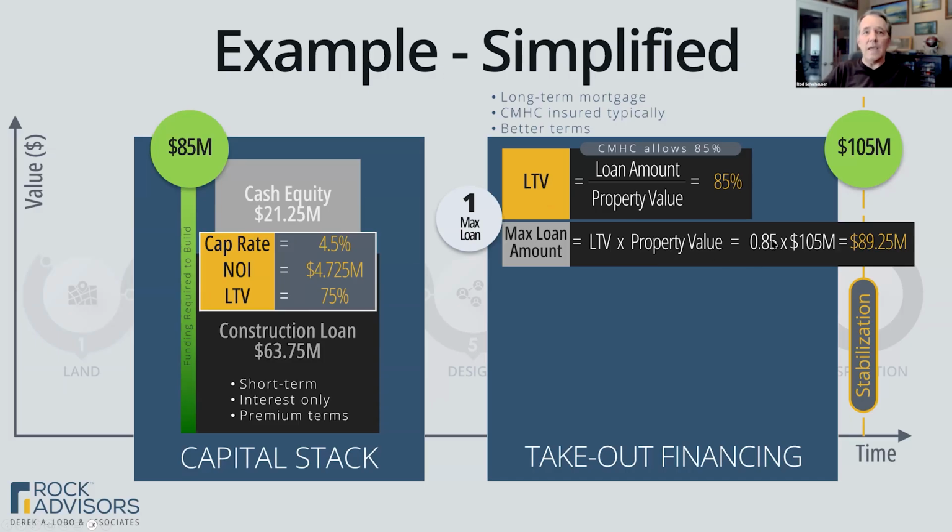Well, we know the LTV is 85%. We know the value of our building because we said we're now going to have a building worth 105 million. So therefore, we can calculate the maximum amount of a loan that we can get out given these terms and conditions is just shy of $90 million, 89.25 million.